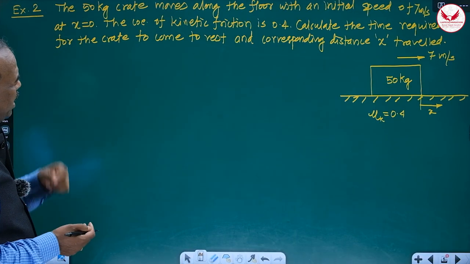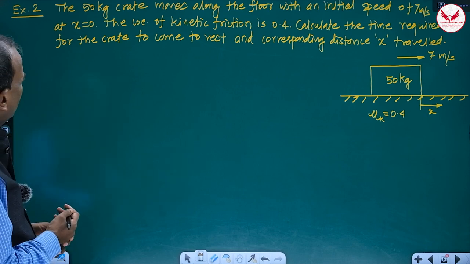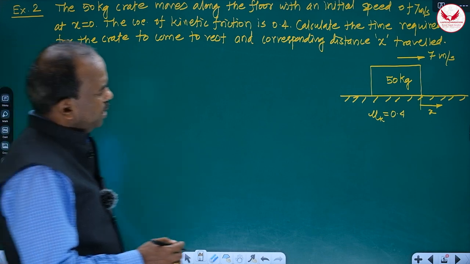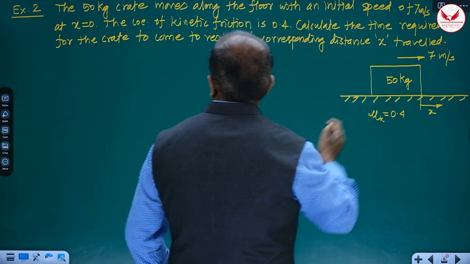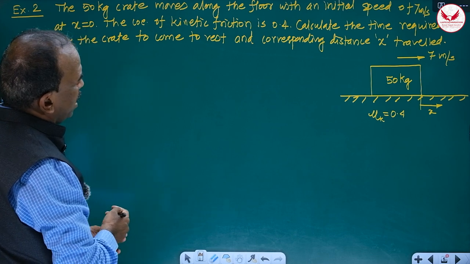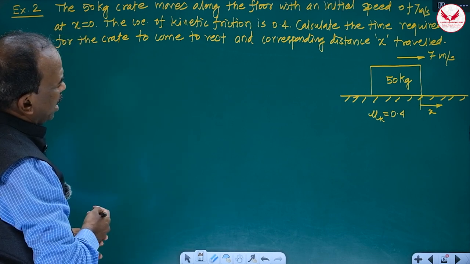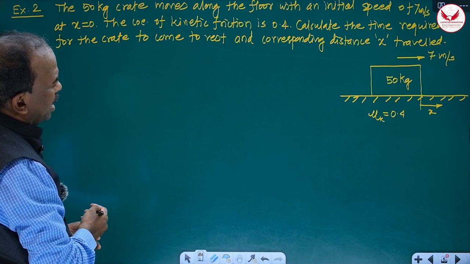The 50 kg crate moves along the floor with an initial speed of 7 meters per second at x equal to 0, meaning initially when it is at this place. The coefficient of kinetic friction is 0.4. Calculate the time required for the crate to come to rest and the corresponding distance x traveled.